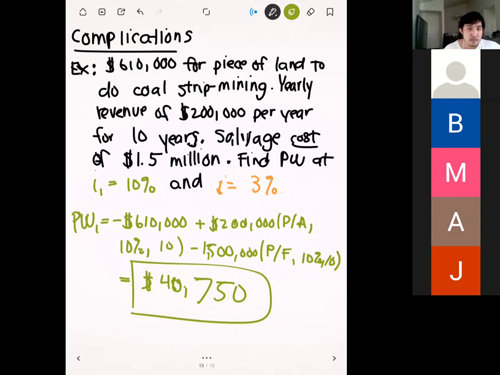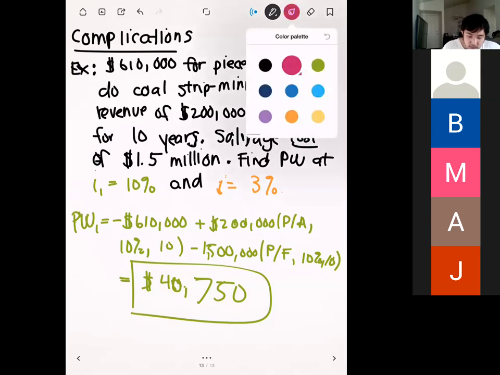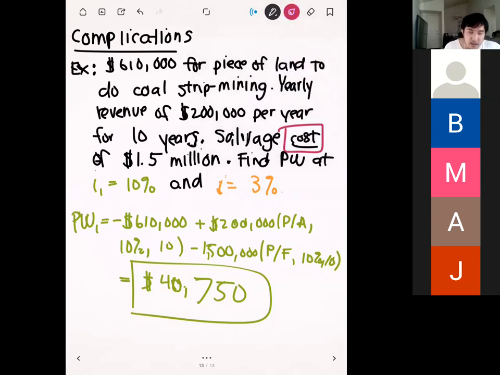Shouldn't salvage be positive? Yeah, usually salvage value is positive, but in this case, our salvage value is negative because we have a salvage cost right here. We can sell this land afterwards, but because of government regulations in this case, they say that after you're done coal mining here, you have to clean up all the land. So in that case, it's going to be a net negative of $1.5 million. That's definitely the unique part of this problem, and we'll get back to it after we do the second part of the problem.